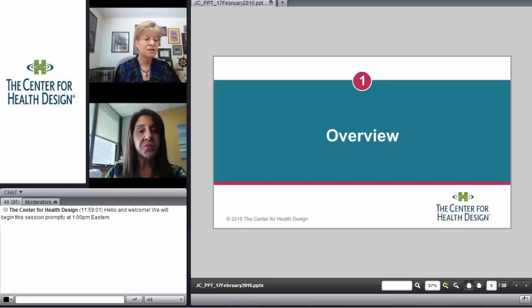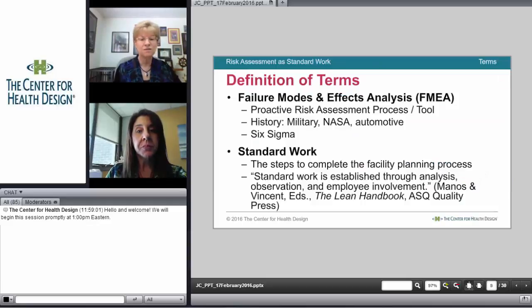Well, standard work in terms of this particular example is facility planning. So that's the work that we're talking about. And standard work typically refers to what are the steps in a process so that everyone can follow the same steps. So what I'm recommending here is that for facility planning, we interject risk assessment as part of that. Everybody, it just ought to be done, right?